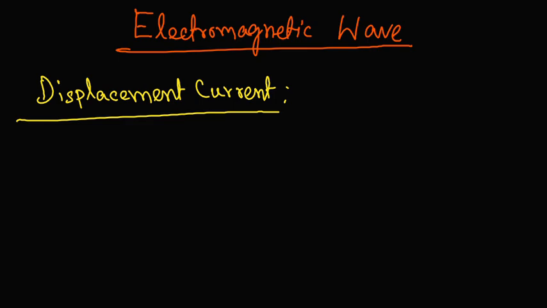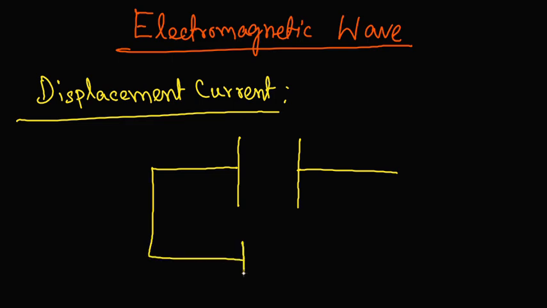To understand this concept, at first I am going to take a capacitor and we are connecting this with a battery and a resistor. Here these two yellow straight lines are the parallel plates of this capacitor, and let's say this is a battery of V volt and this is a resistance of R ohm.